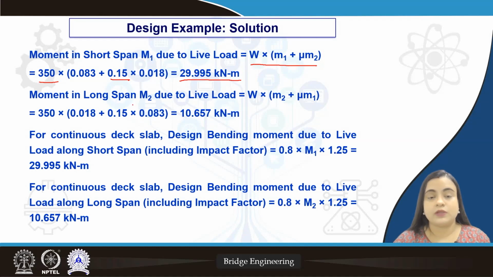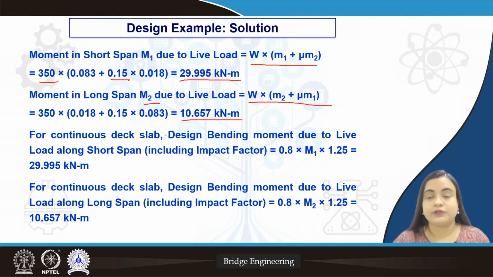Similarly, the bending moment in the long span direction M2 due to live load can be calculated as W times M2 plus mu M1. Here we know the magnitude of all the parameters, and once we put the values in the expression, we will see that the bending moment in the long span direction will be equal to 10.657 kilonewton meter. For continuous slab, keeping in mind continuity effect, we are required to apply a factor of 0.8 to the live load applied along the short span and long span.